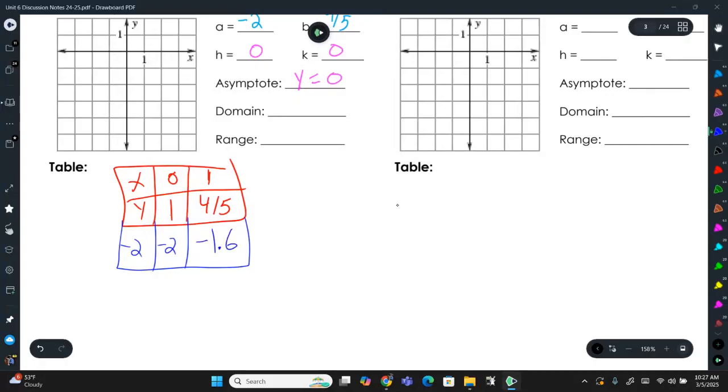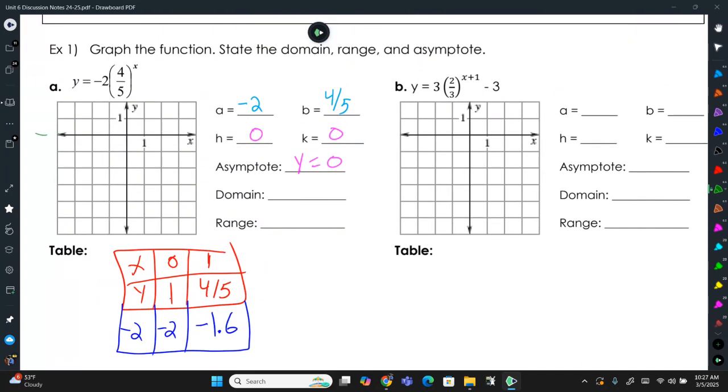So now I'm going to go ahead and plot my asymptote and my points. So asymptote y equals 0 and our points are going to be 0, comma, negative 2, and 1, comma, negative 1.6, which is kind of close to negative 1.5. So now our graph has to get closer to the asymptote this way, and that means this way it's got to come down.